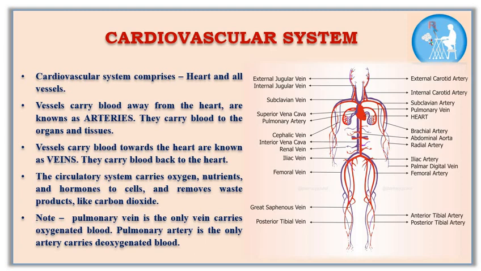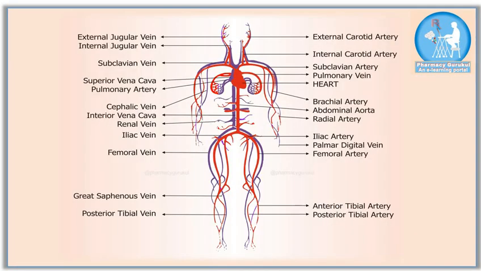Please note that the pulmonary vein is the only vein that carries oxygenated blood, whereas the pulmonary artery is the only artery that carries deoxygenated blood. On the screen, you can see the circulatory system of our body. The vessels in red carry oxygenated blood, and vessels in purple color carry deoxygenated blood.